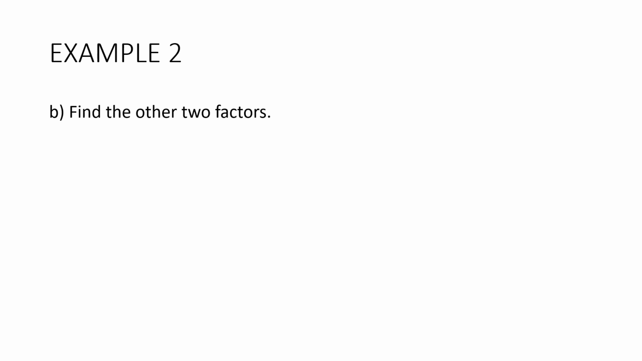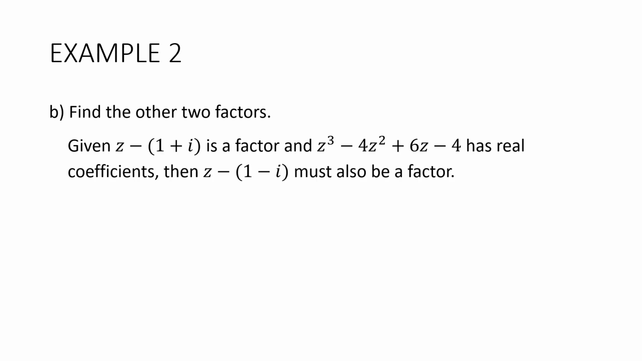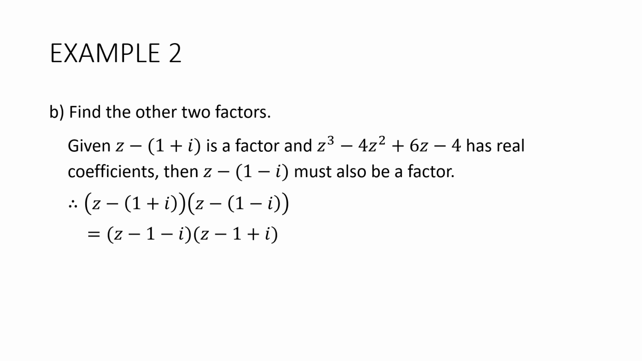Part B, find the other two factors. So we know that z take away 1 plus i in brackets is a factor, and so z minus 1 minus i in brackets must also be a factor. So let's multiply those two together. Now I'm going to expand out these brackets here and group them in a different way. I've got z minus 1 at the beginning of both of these brackets, and then I've got minus i plus i, so I can do the difference of two squares like this. It's just quicker. Expanding out and tidying up, I end up with z squared minus 2z plus 2.